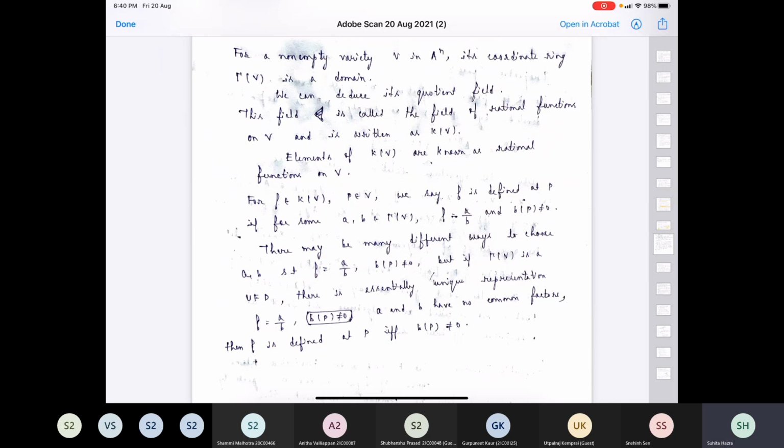So if F belongs to K(V) and P belongs to V, we say that F is defined at P if for some A, B belonging to Γ(V), F can be written as A/B, where B(P) is non-zero.